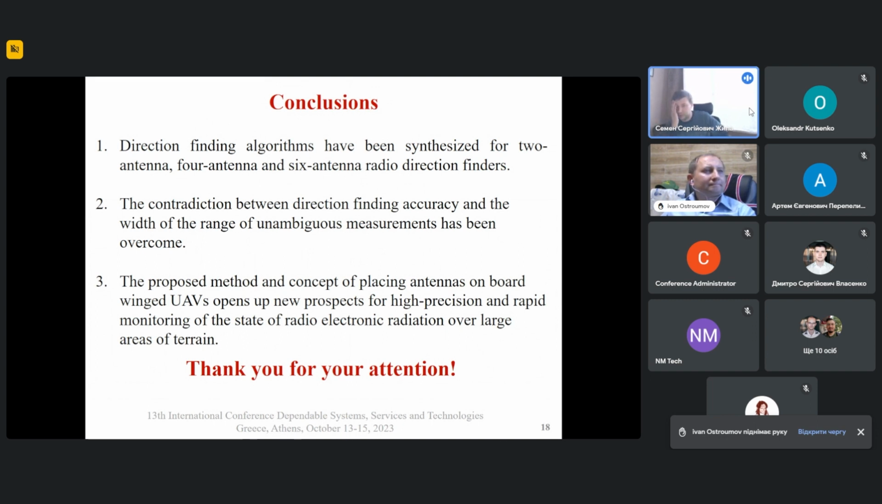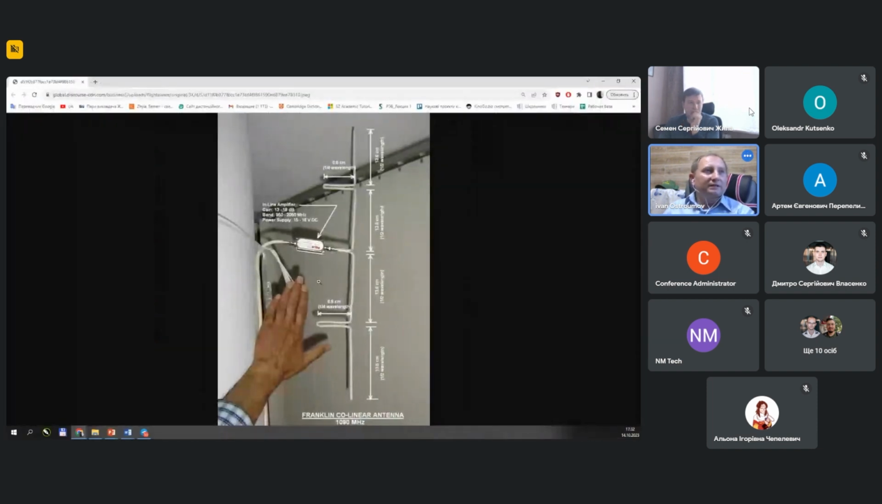Question, please, Professor Ostromov. Yes. What type of antennas would you propose to use on board the UAV? Because a UAV could be quite small, and if you would like to use like 4 antennas, it will be a little bit difficult to mount many antennas on board a small UAV. Okay. Do you have any suggestions for types of antennas?